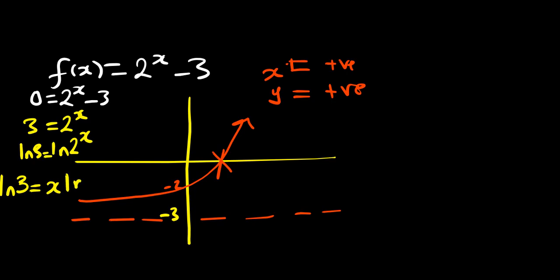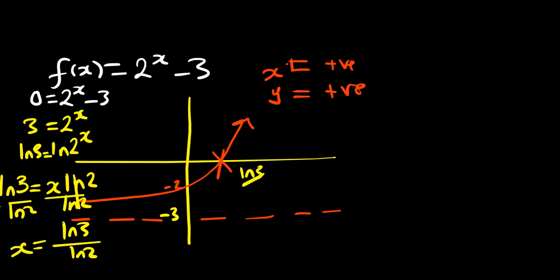natural log of 2. For me to remain with my x, I'm going to divide by natural log of 2 on both sides. Therefore my x will be equal to natural log of 3 over natural log of 2. So this point is natural log of 3 over natural log of 2. That's how you're going to solve it, provided you're not given a calculator in the exam.